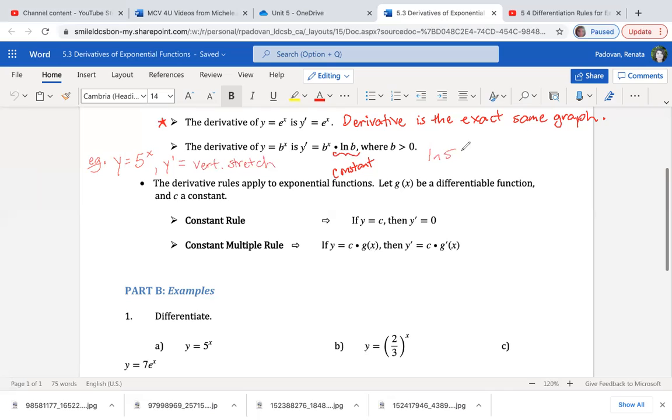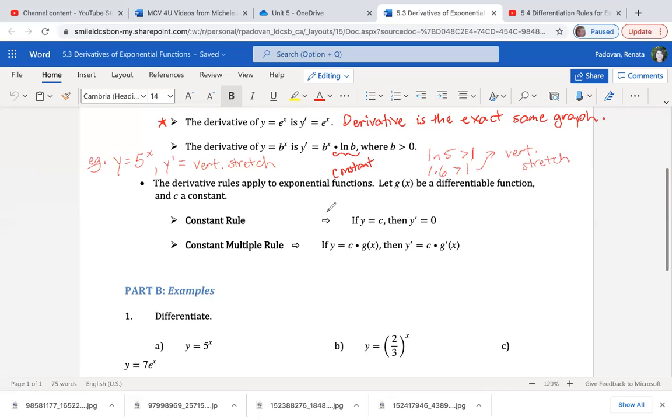Ln of 5 is going to be greater than 1 in order to have a vertical stretch, right? And if I were to figure out what is the ln of 5 on my calculator, if you guys try that right now, I get 1.6. So just confirming that 1.6 is greater than 1. That makes sense that it would be a vertical stretch, right? Because to be a stretch, I need to be greater than 1.